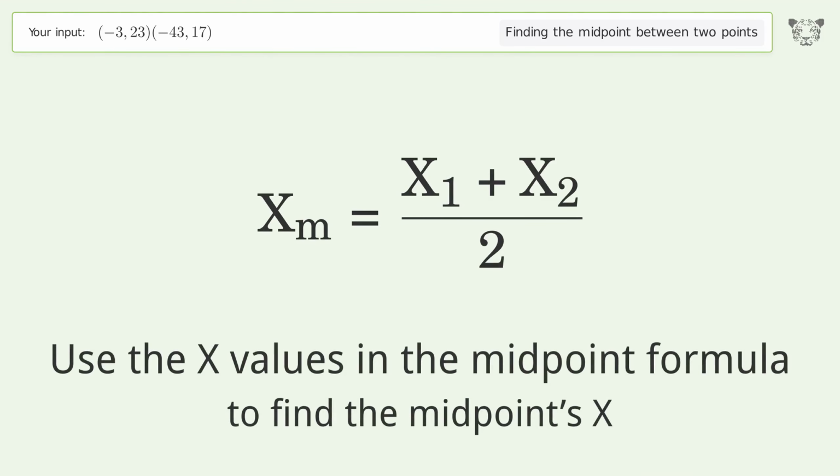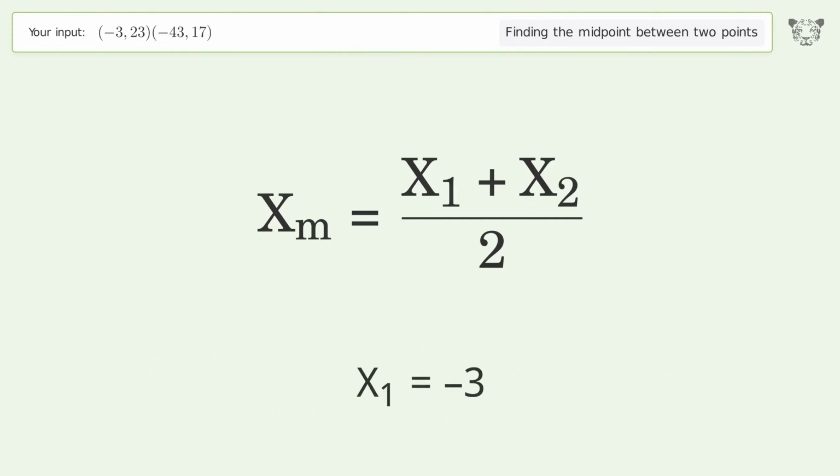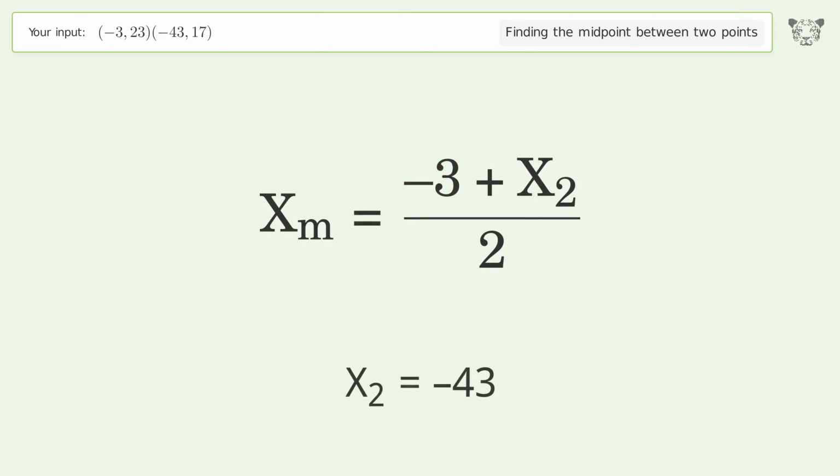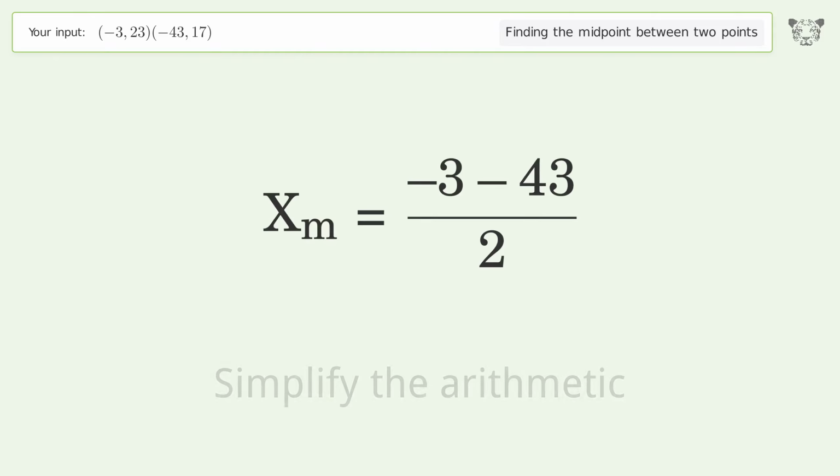Use the x values in the midpoint formula to find the midpoint's x. x1 equals negative 3. x2 equals negative 43. Simplify the arithmetic.